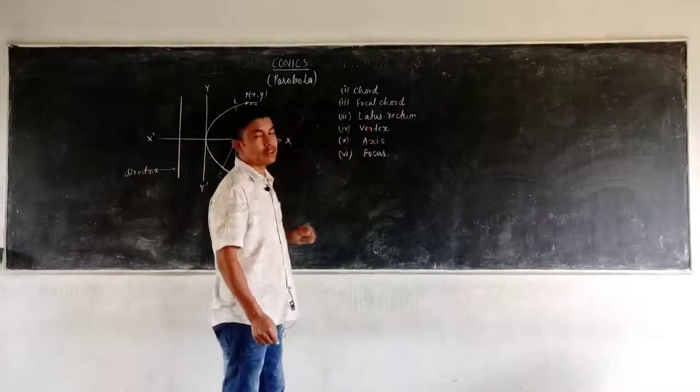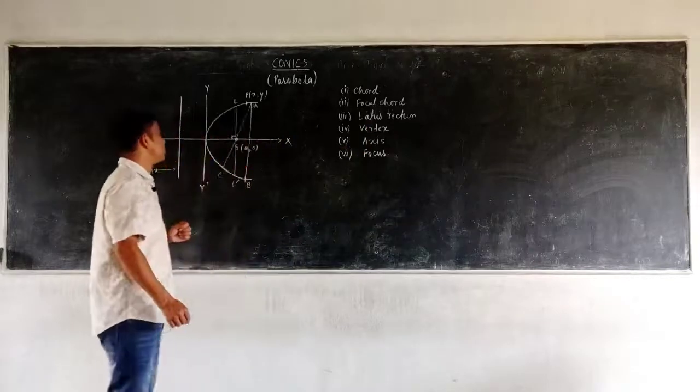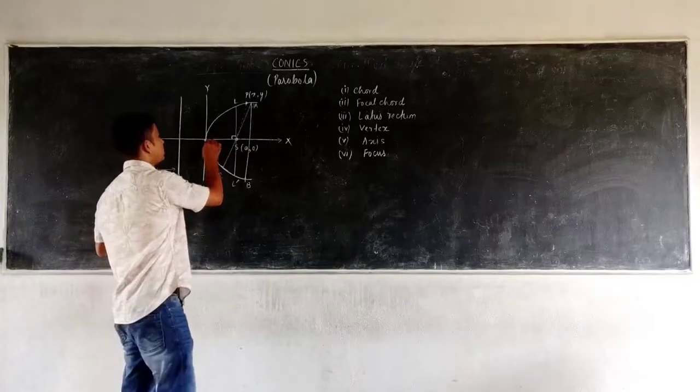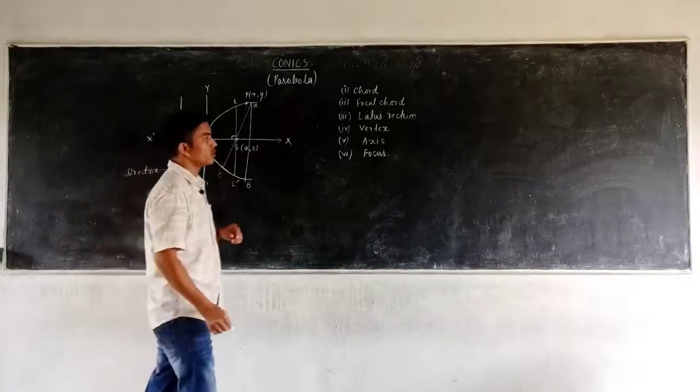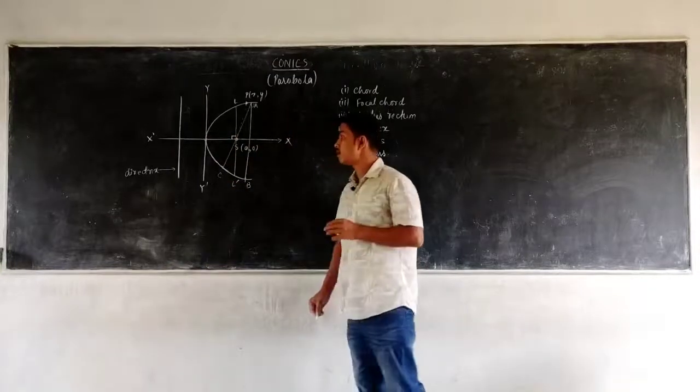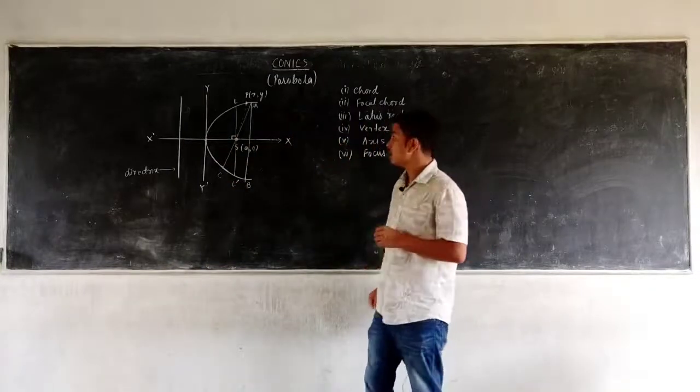And now coming to the vertex, what is a vertex? Vertex is the point where the axis and the parabola intersect each other. So here I have taken the vertex as the origin of the coordinate system. Okay, so these are the few terms that you have to remember while solving the problems on the parabola.